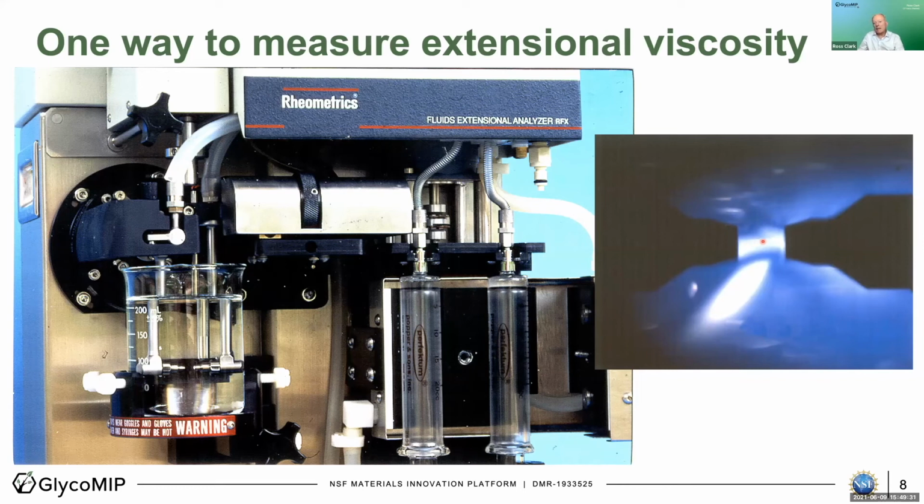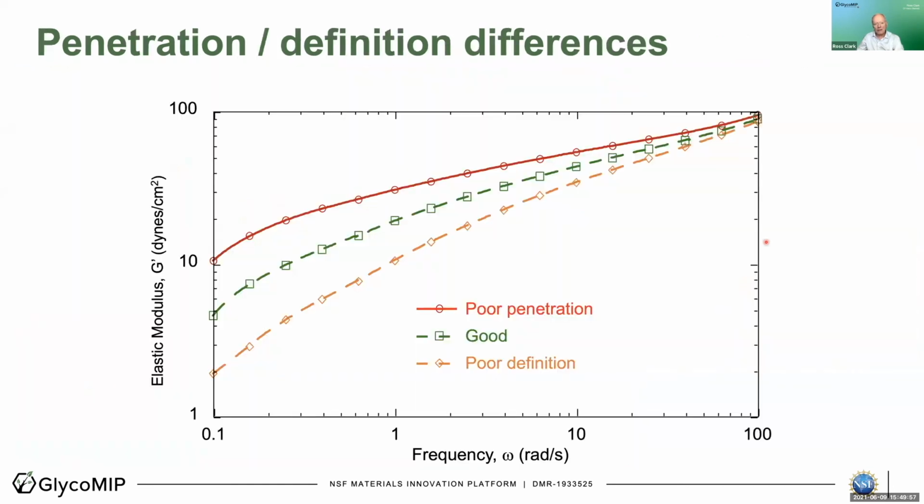Unfortunately, there aren't many of these instruments around. This instrument was designed a long time ago, but extensional viscosity, as you're going to see in a couple other places in my talk, is really, really important. It's always at least 3 times the shear viscosity, and for many materials, it can be 1,000 times. When we get into showing some of the fire retardants, we'll show examples of that. So extensional viscosity is a very important attribute.